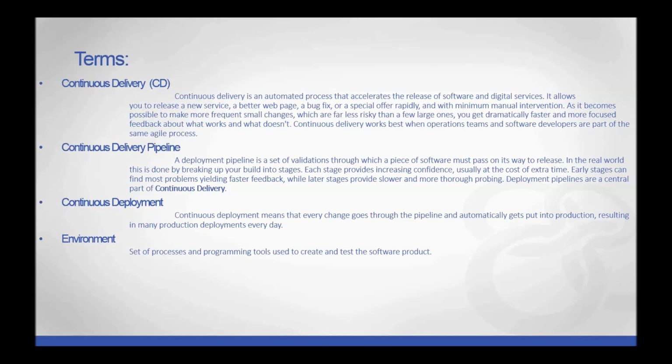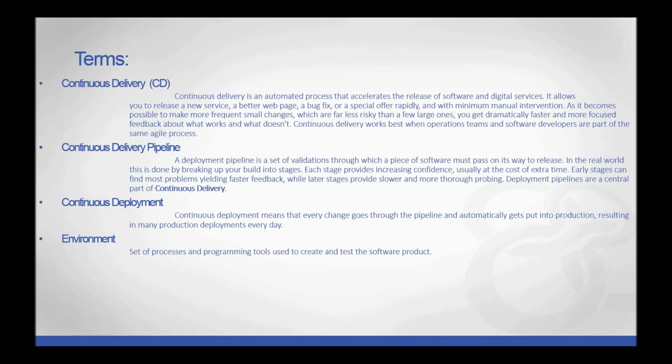Now the continuous delivery pipeline that I just mentioned is a deployment pipeline. It actually is a set of validations through which a piece of software must pass on its way to the release. In the real world, this is done by breaking up your builds into stages. Each stage provides increasing confidence, usually at the cost of extra time. Early stages can find most problems, yielding faster feedback, while larger stages provide slower and more thorough probing. Deployment pipelines are a central part of continuous delivery. We're going to explain and elaborate on that a bit more in the next few minutes.